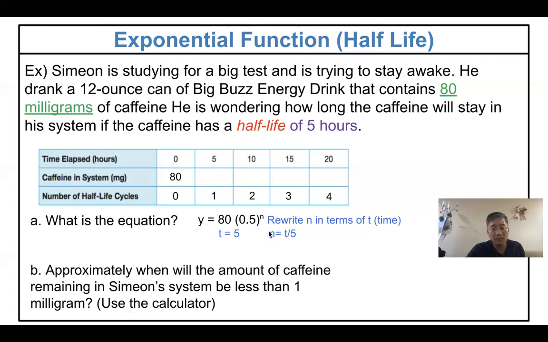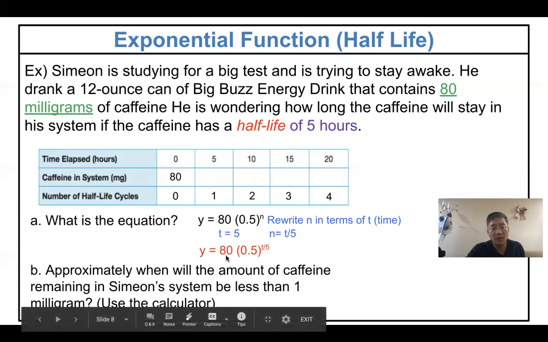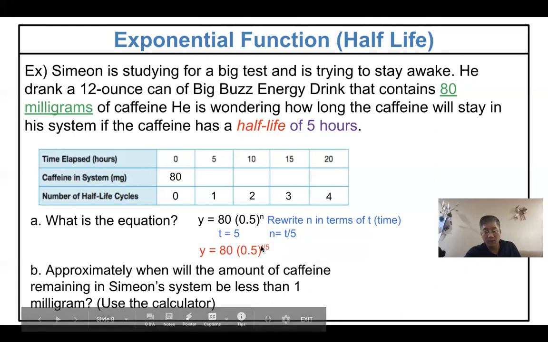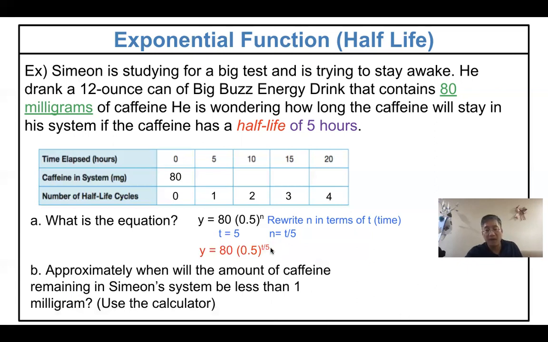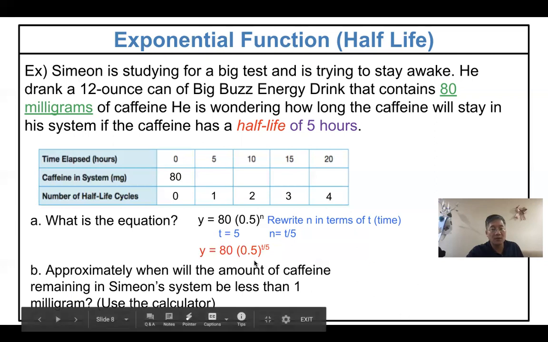So instead of n, you change it to this: 80 times base 0.5 or half, and the power. What happened? Only this is a difference, right? When you have a cycle, only this was a difference. Everything was the same. In the exponent you divide by 5, okay? So x divided by 5 or t divided by 5. But when you put it into the calculator, this t is x, right?